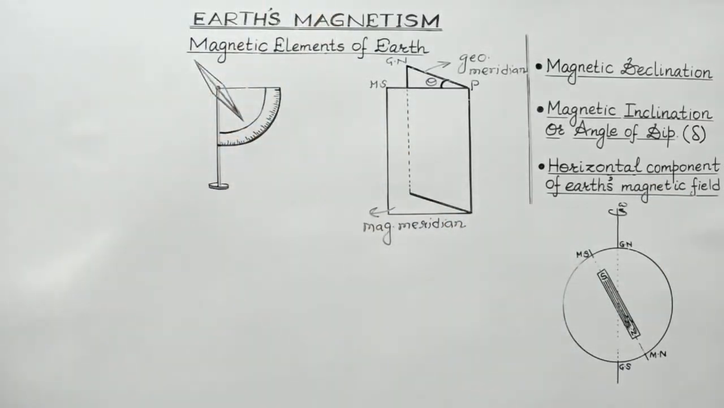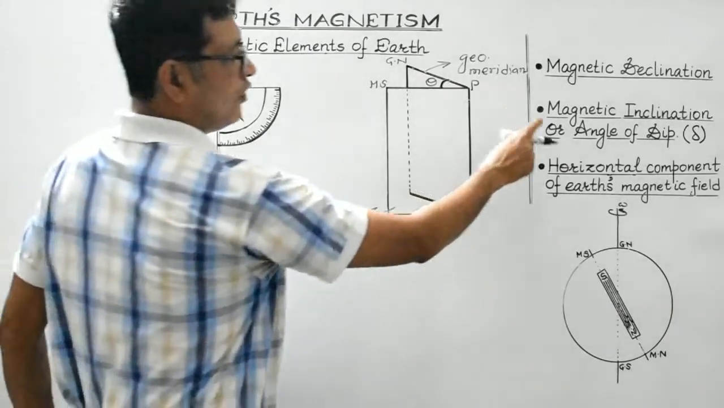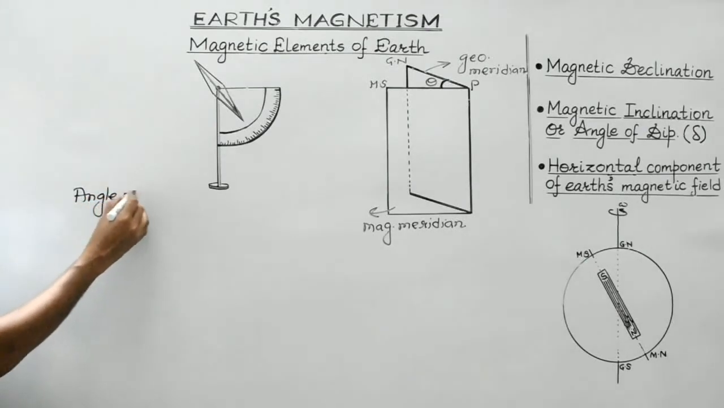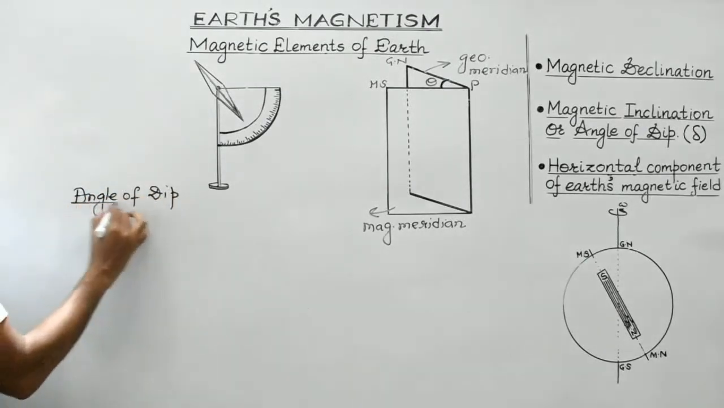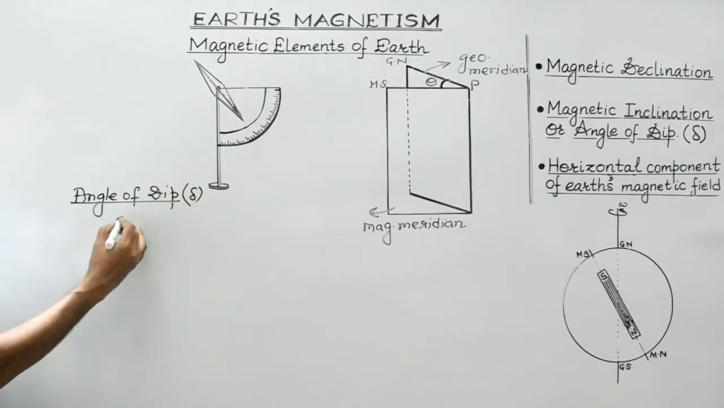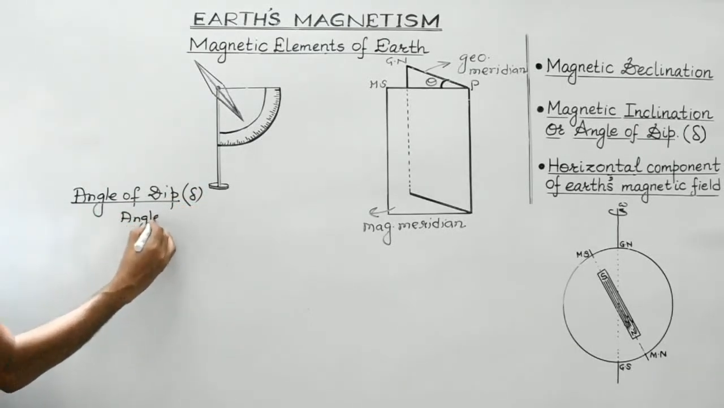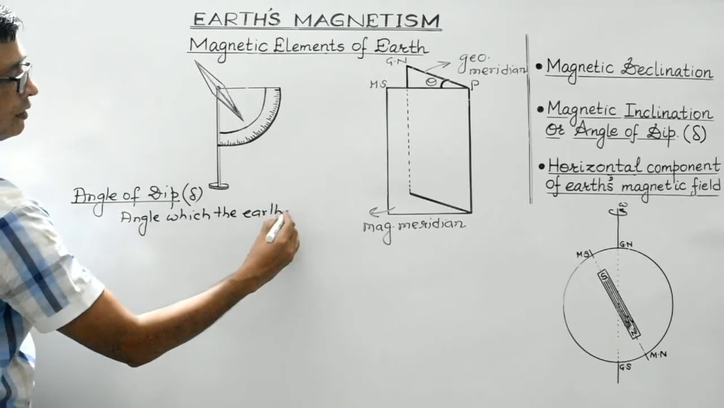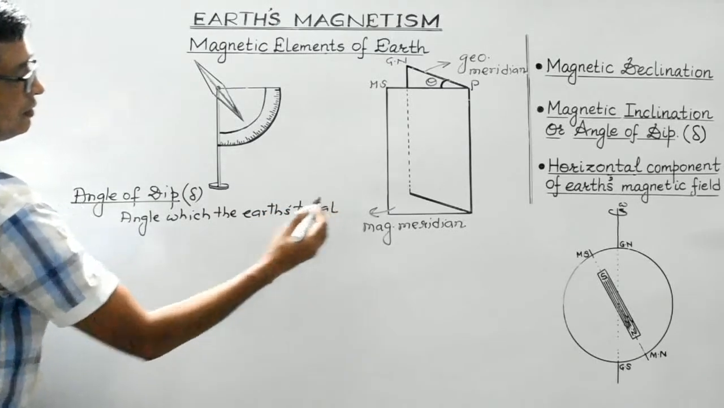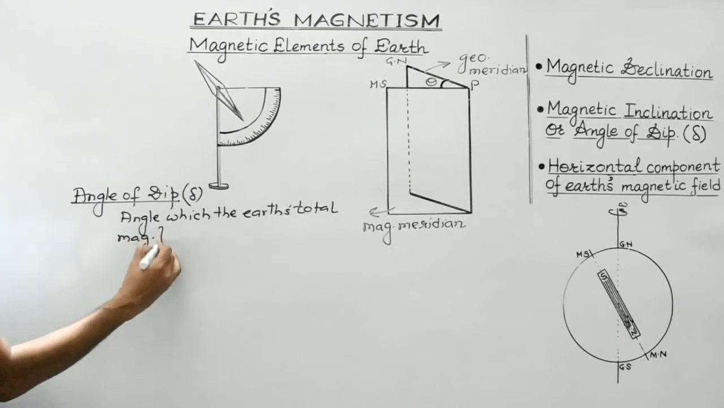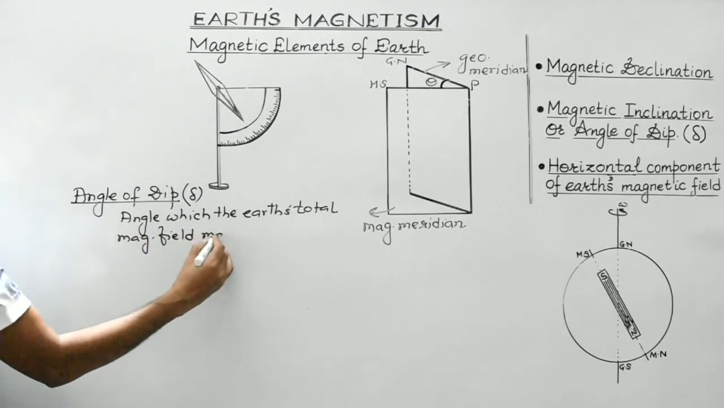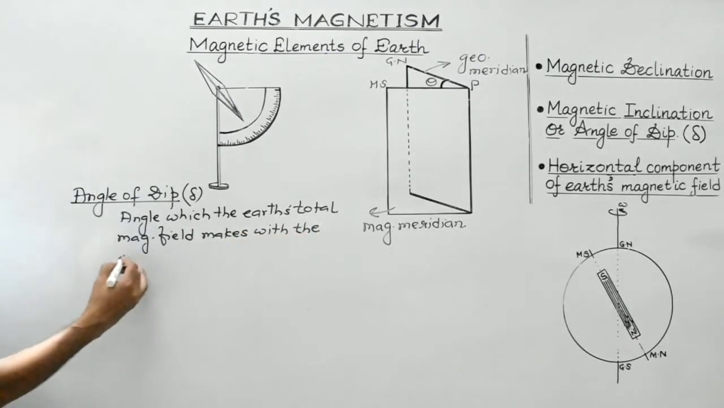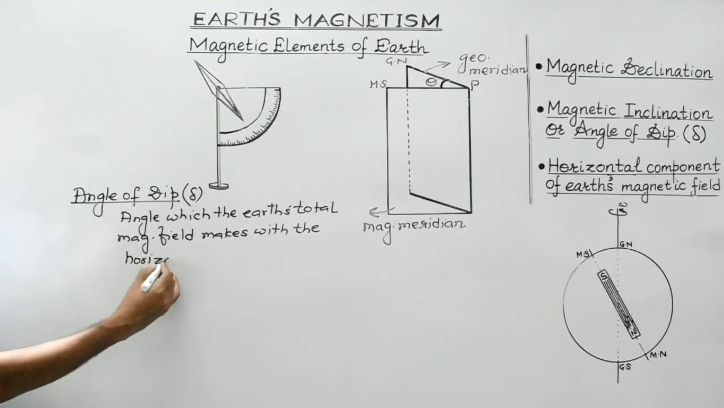So students, first regarding the definition, angle of dip or magnetic inclination. Angle of dip or magnetic inclination is defined as the angle which the Earth's total magnetic field makes with the horizontal. So that's the definition of angle of dip.